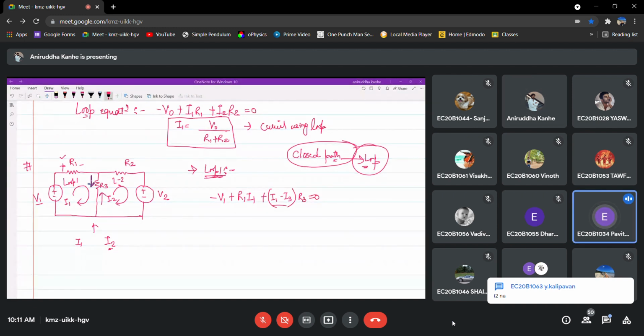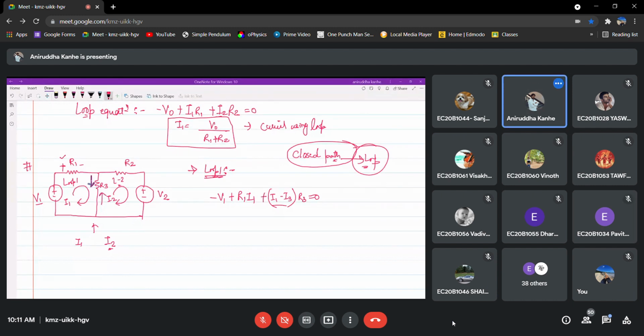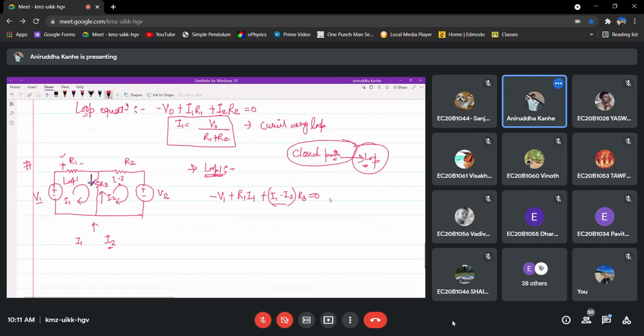It's I2, right, sir? Oh, sorry, I2. Yes. Sorry, it's I2. Correct. Let me correct it here. I2 into R3 is 0. So this is your equation number 1. Now let's go to loop 2.